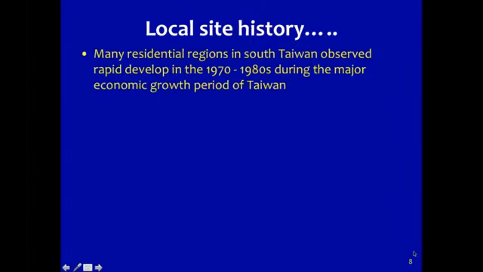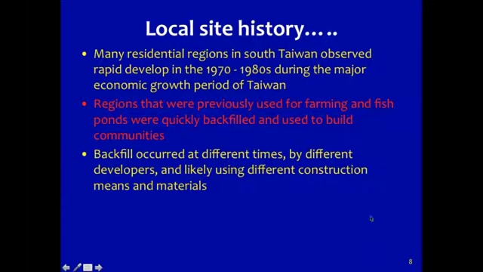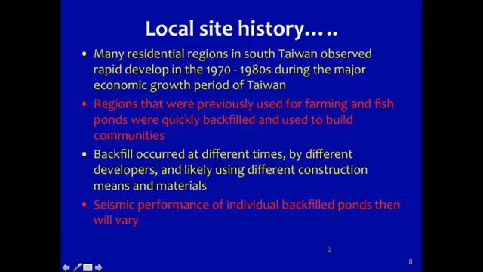regional growth. In South Taiwan, many residential regions, in fact, during the 1970s and 80s, saw rapid economic growth during that period and development. So as this growth was occurring, regions previously used for farming and fish ponds were quickly backfilled and used to build communities. The backfill occurred at different times and with different developers, and likely using different construction means and materials. As a result, seismic performance of individual backfilled ponds then will vary.